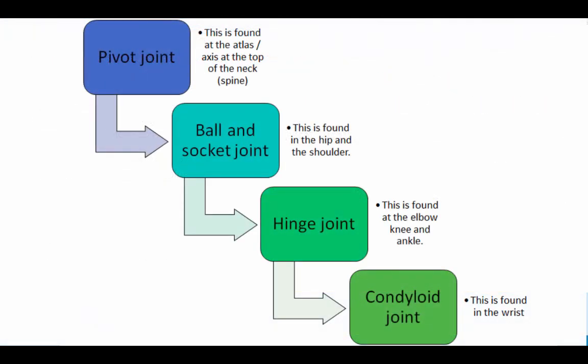Pivot joint, this is found at the atlas and axis at the top of the neck and allows your head to turn left and right. Ball and socket joint, this is found in the hip and the shoulder. Hinge joint, this is found at the elbow, knee and ankle, and condyloid joint, this is found in your wrist.